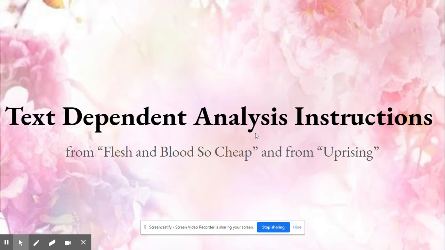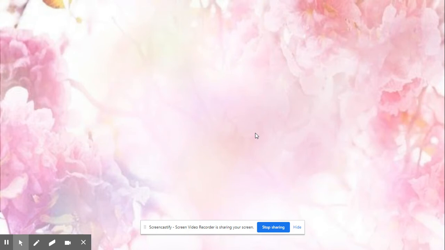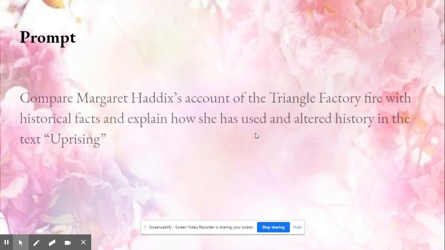We're going to start with our text-dependent analysis instructions, and the two texts that we'll be focusing on for the purposes of this TDA will be Flesh and Blood So Cheap and Uprising. The first thing that we need to do is look at the prompt. Our prompt is asking us to compare Margaret Haddix's account of the Triangle Factory fire with historical facts, and we also have to explain how she has used and altered history in the text Uprising.